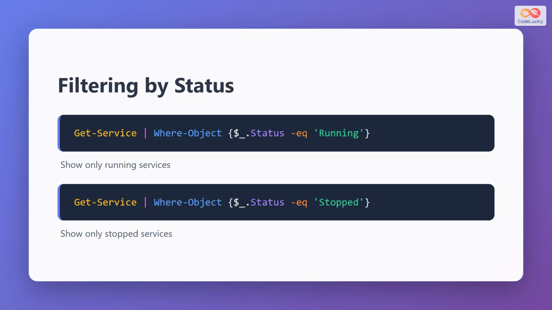To filter services by their status, you pipe Get-Service to the Where-Object cmdlet. The command Get-Service | Where-Object with the condition Status -eq Running shows only services that are currently running. Similarly, you can use Status -eq Stopped to view only stopped services. This filtering helps you quickly identify which services are active or inactive on your system.